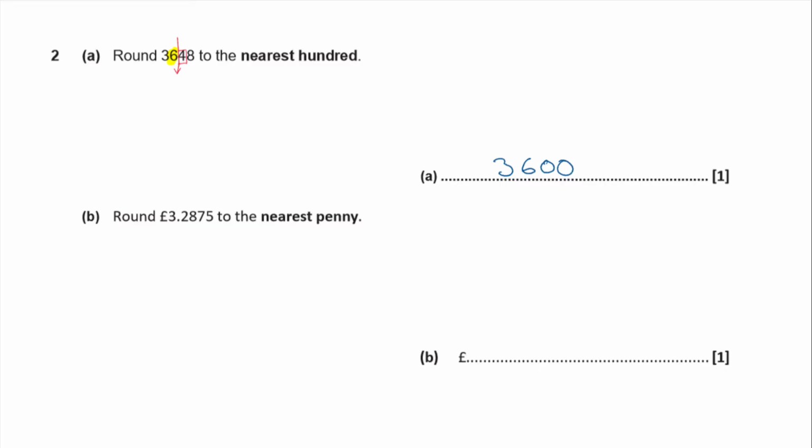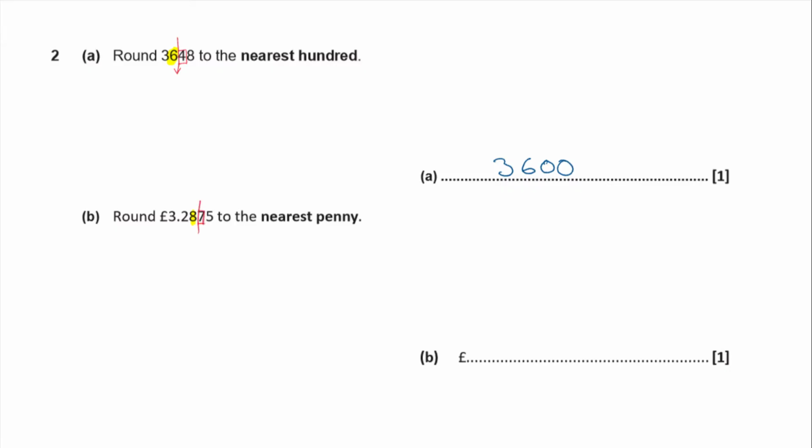Okay, now I'm going to do the same thing here, round £3.2875 to the nearest penny. So where's the penny in this? Well, you know, pounds and pence. Pence come in hundreds, don't they? So there's 100 pence in a pound. So we need to round off after that second decimal place, the 100th digit. Okay, what's after the 100th digit?